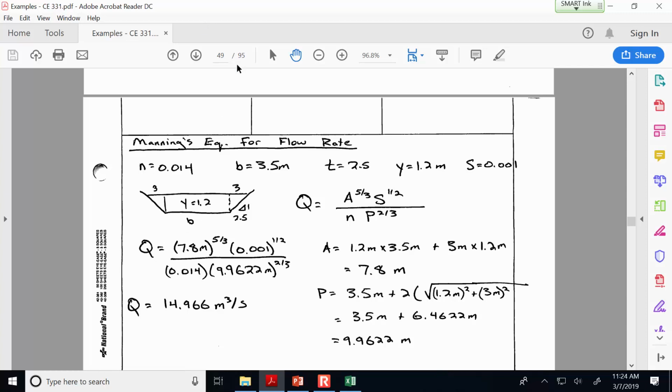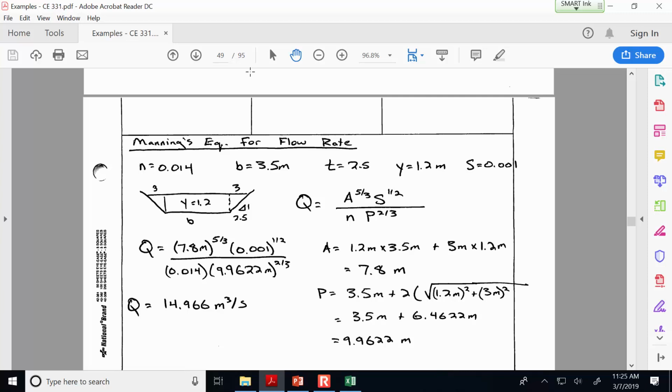Do you remember what the assumptions of Manning's equation are? Steady flow and uniform. Yeah, steady uniform flow. So this has to be applied in conditions where the flow rate isn't changing over time. Well, it doesn't have to be applied in those conditions. It could be applied in any conditions, but if you want it to be accurate, then it's only going to be applicable when conditions are not changing in the direction of flow.